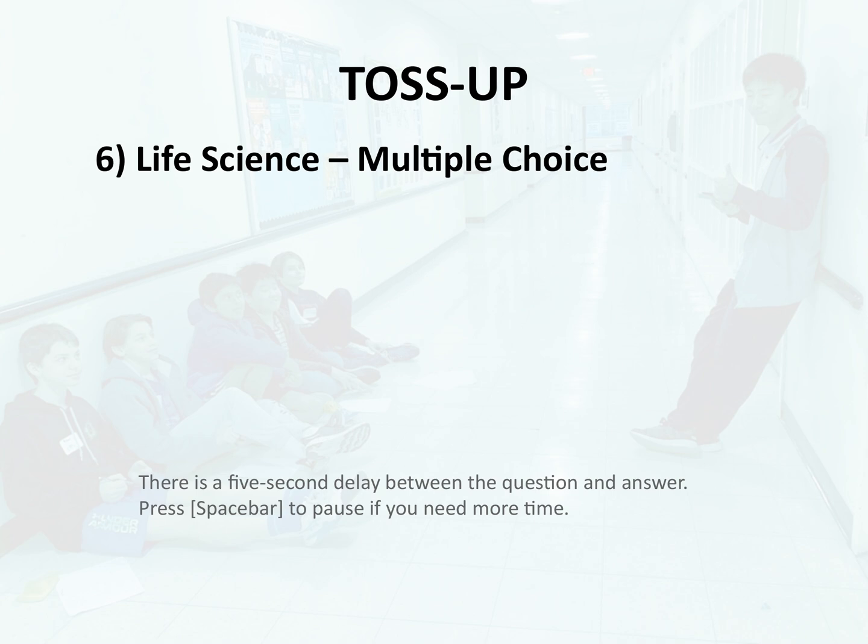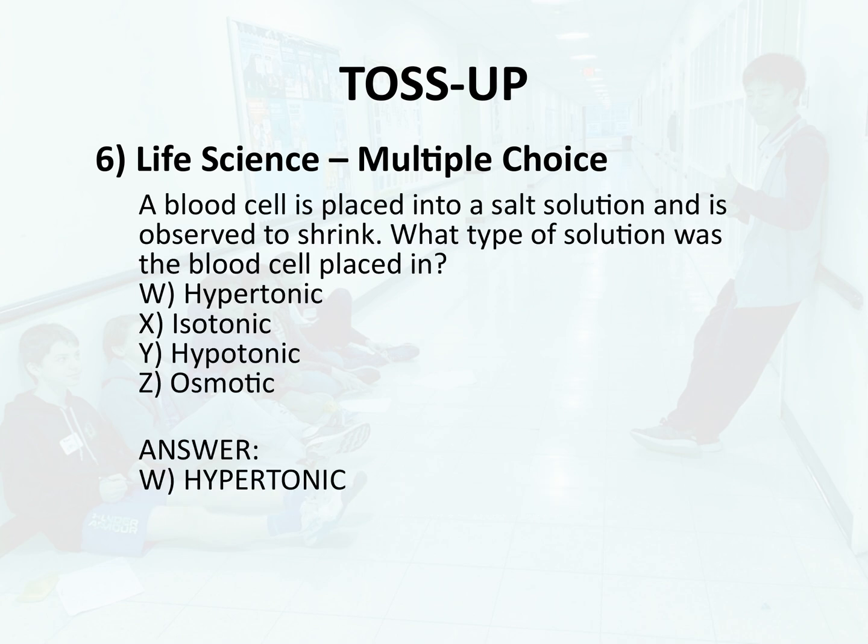Toss-up 6. Life science, multiple choice. A blood cell is placed into a salt solution and is observed to shrink. What type of solution was the blood cell placed in? W. Hypertonic. X. Isotonic. Y. Hypotonic. Z. Osmotic. Answer. W. Hypertonic.